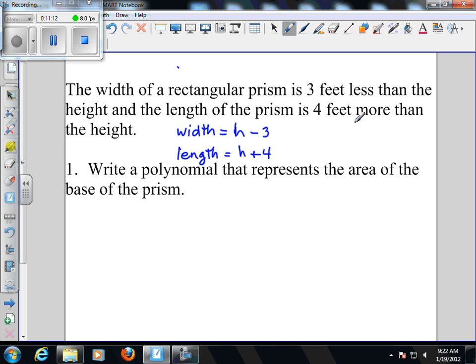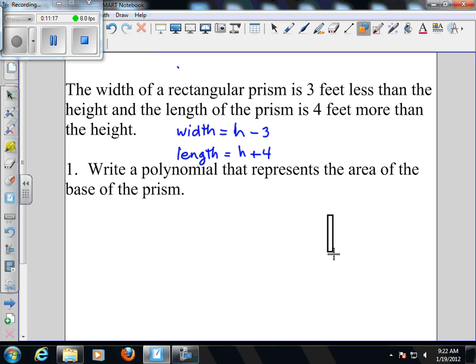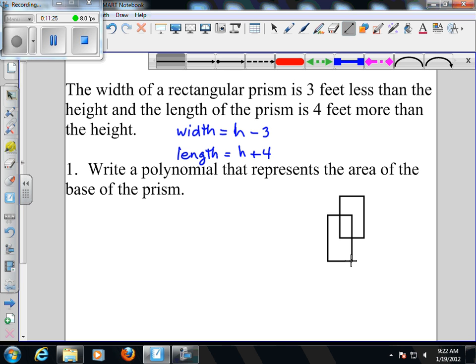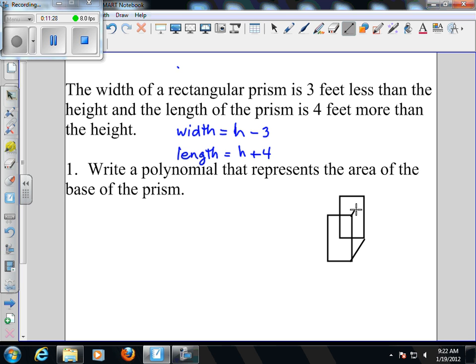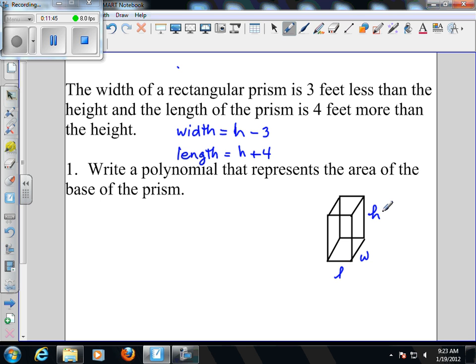Okay, let's think about what a prism looks like here. Let's see if I can draw one. Give you an idea. This isn't perfect, but gives you an idea of what it's going to look like. It's like a box. There you go. All right, so if we're looking at length, width, and height, we're probably looking at something like this. Here's your length, here's your width, here's your height. And it said write a polynomial that represents the area of the base.